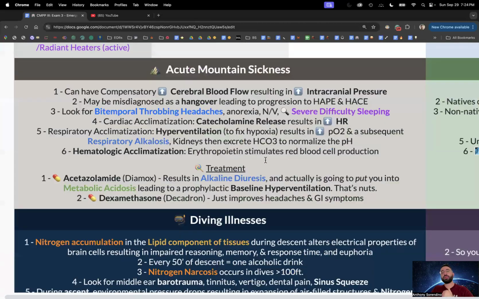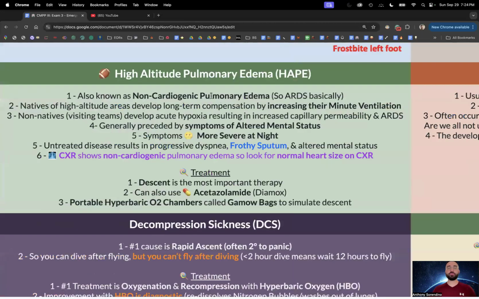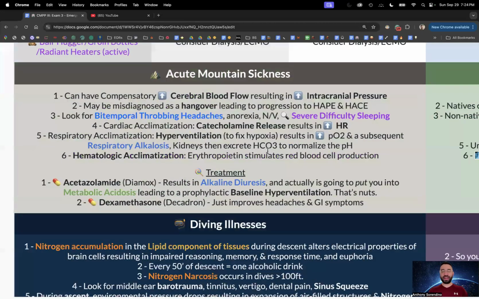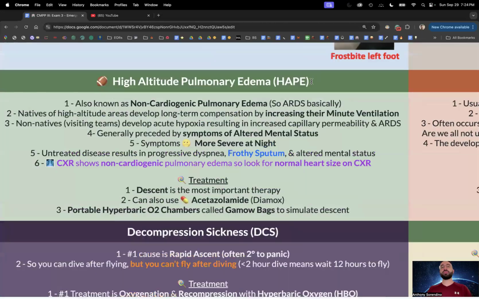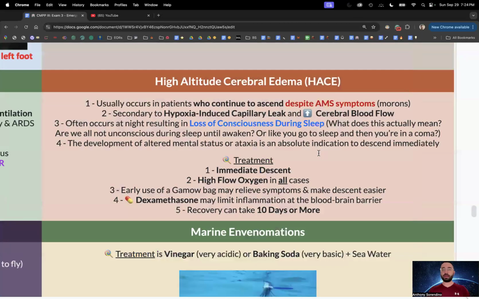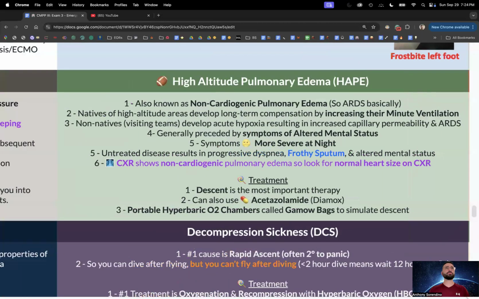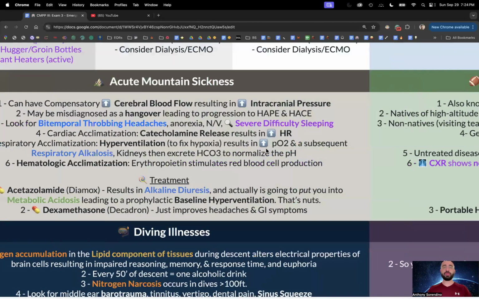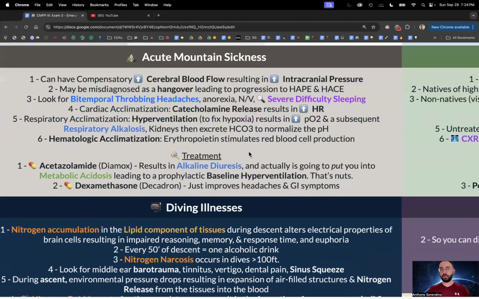Okay. So then there's three levels of altitude sickness. There's acute mountain sickness, and then there's HAPE, which is high altitude pulmonary edema, and then you have high altitude cerebral edema. With acute mountain sickness, the big thing here is that a patient can present like they're hung over, and you could potentially misdiagnose them. Maybe misdiagnosed as a hangover.